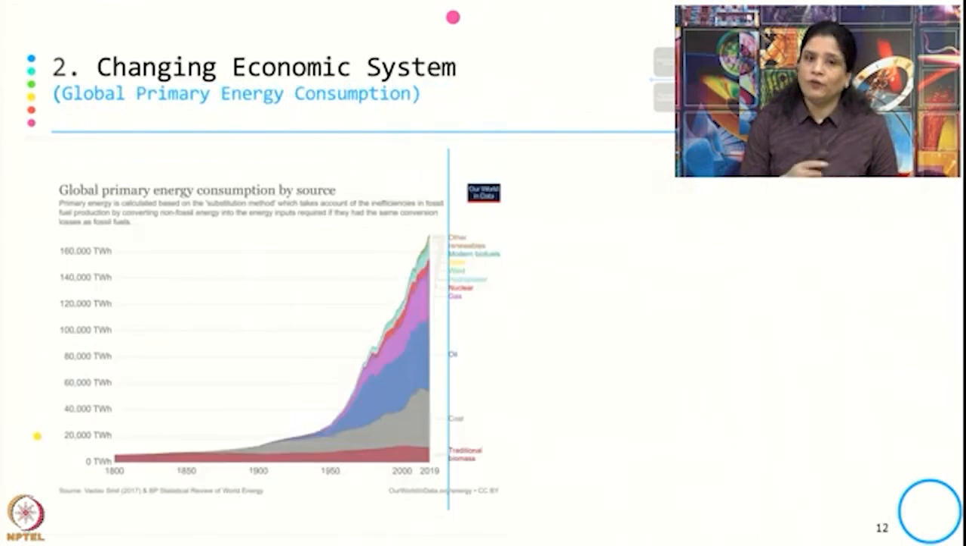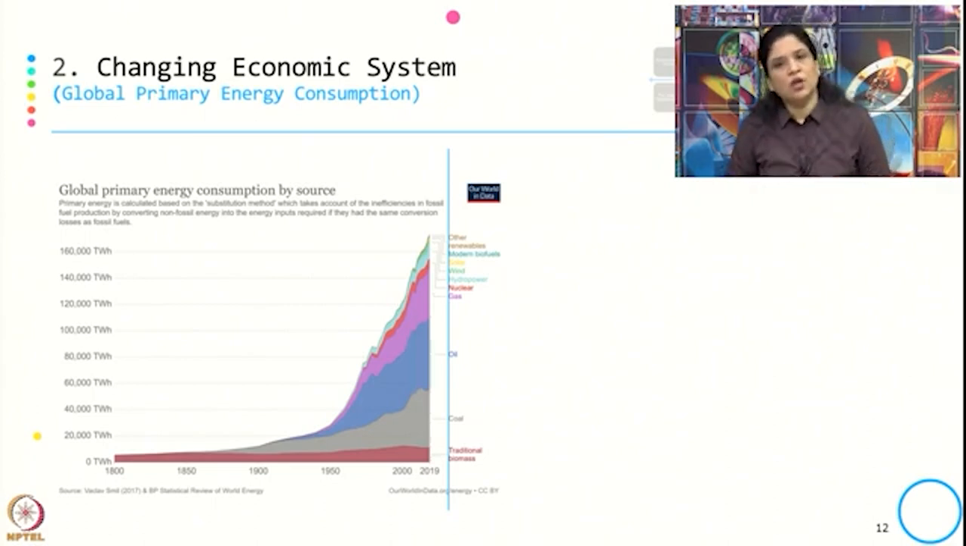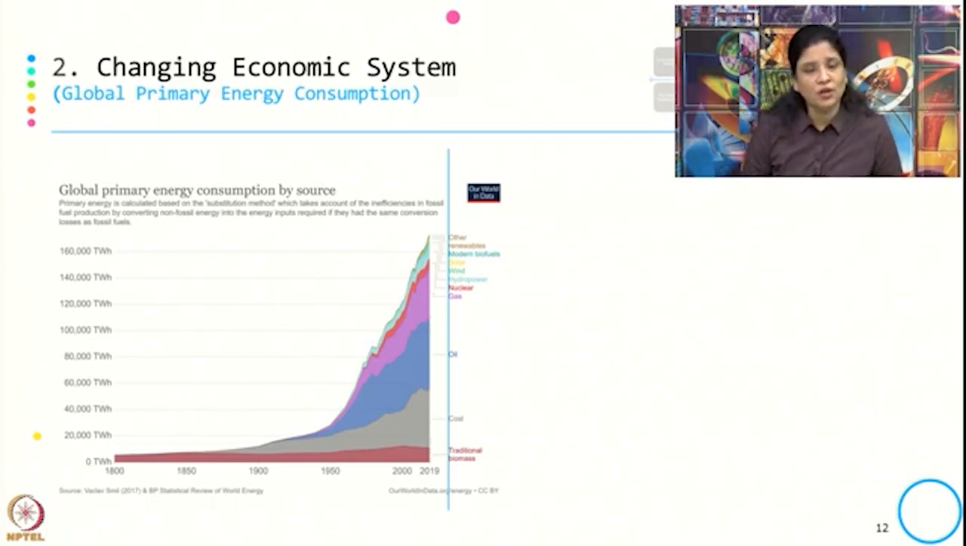Now let me show you a few more trends. This trend gives us the global primary energy consumption by source. Still it is dominated by coal, oil and gas, and the renewable sources are still not able to take a bigger share in this global energy consumption. So here energy consumption is growing because we are consuming more, and also we have a capability to produce more, and in that process we are using more energy, and most of this comes from the non-renewable resources till now.